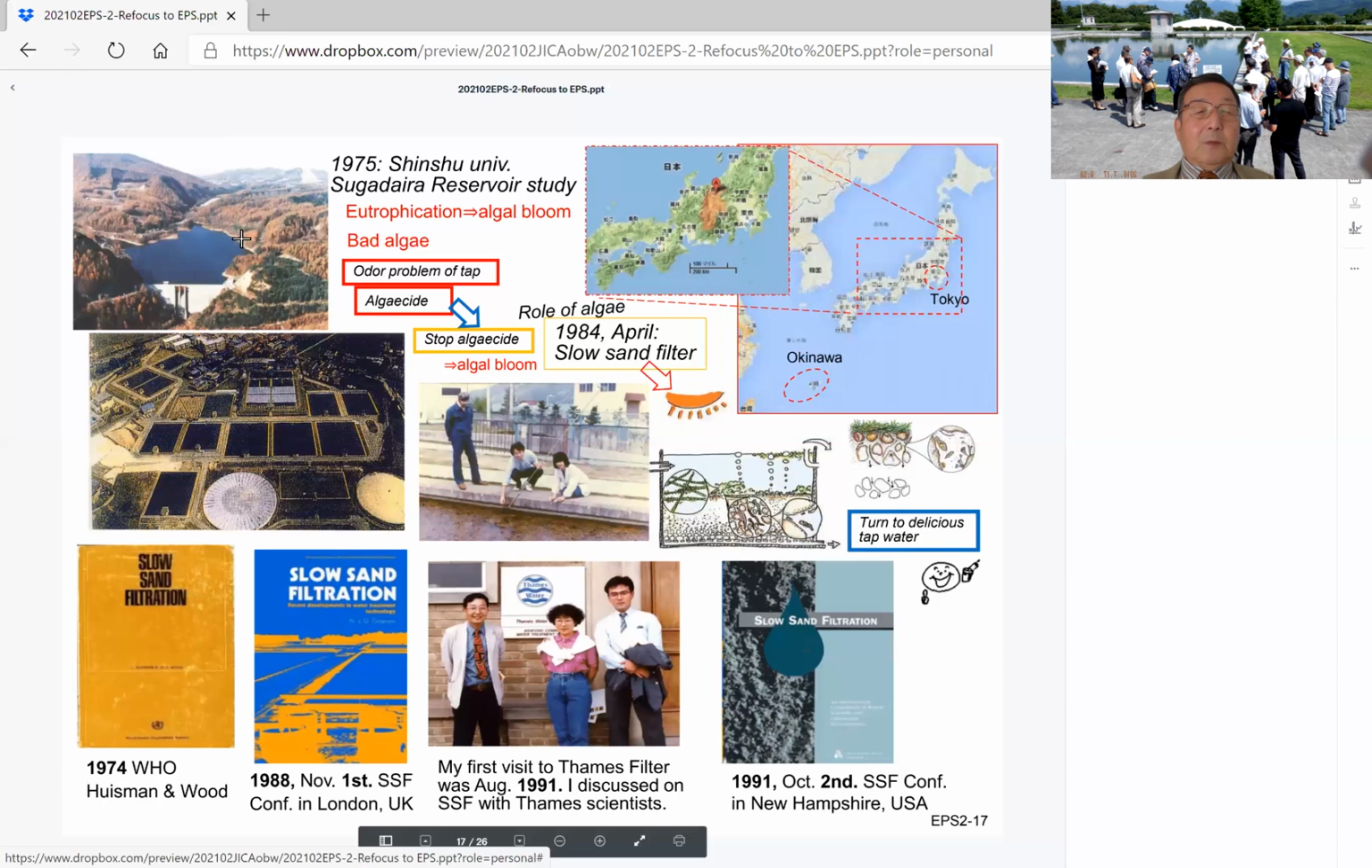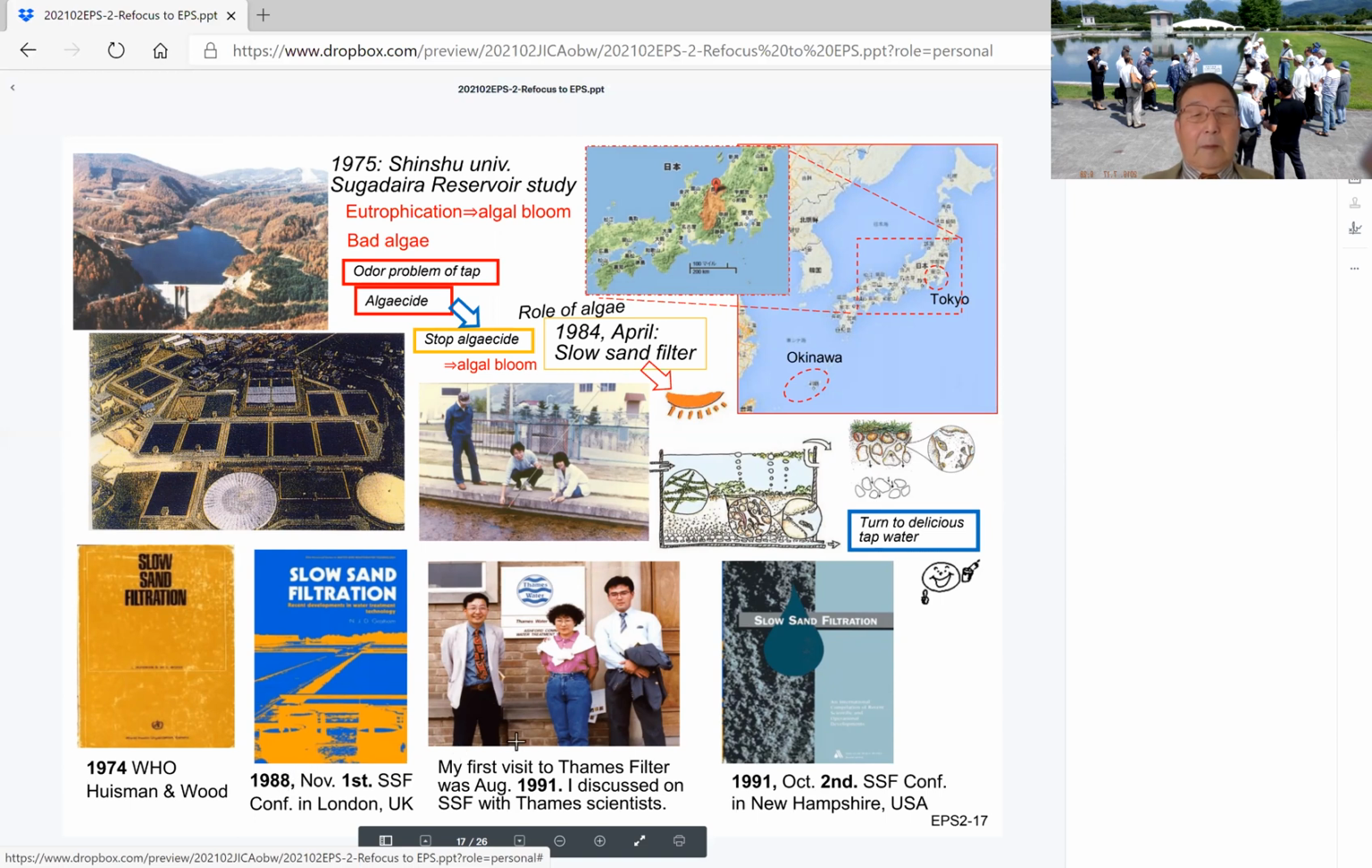Scholarly, I studied the eutrophication problem, and from '84 we studied slow sand filters. In that case, I found the role of the algae is effective for this purification process. So we checked the manuals in the world. We found the WHO manual and this report, proceedings of the first Slow Sand Filter Conference in London in 1988.